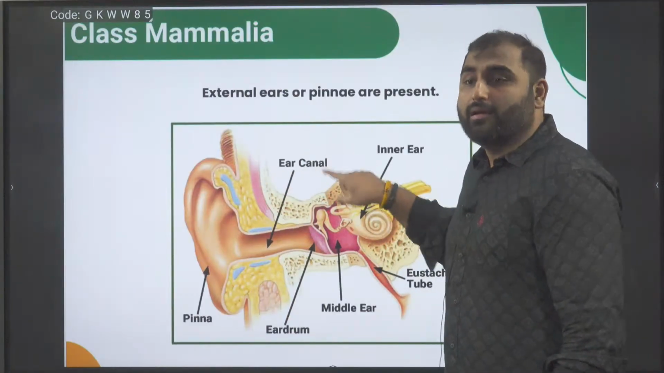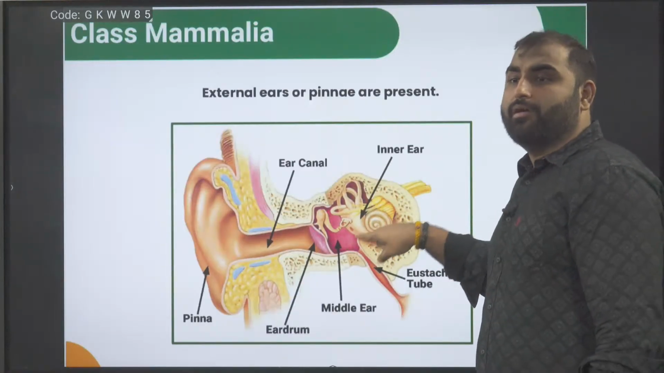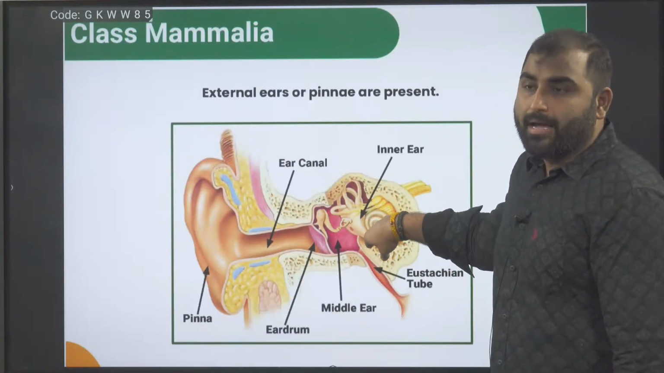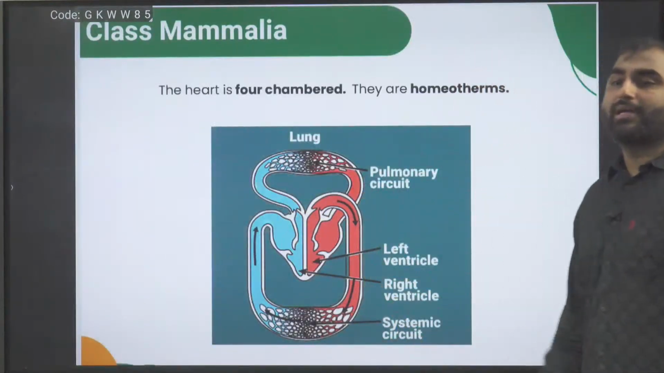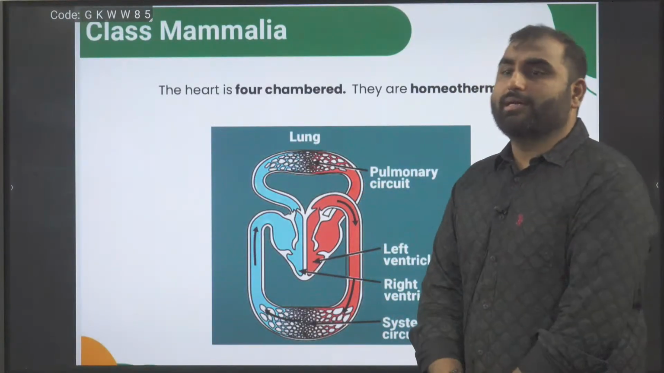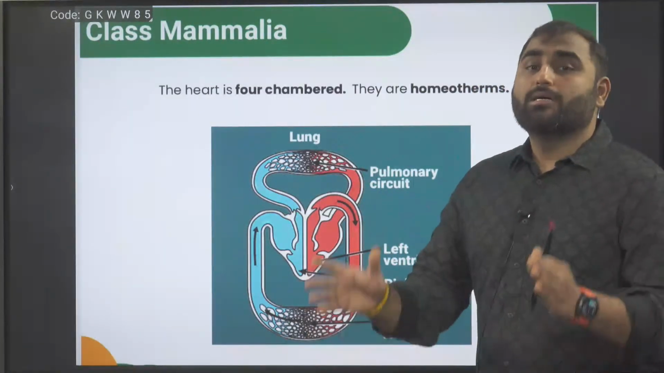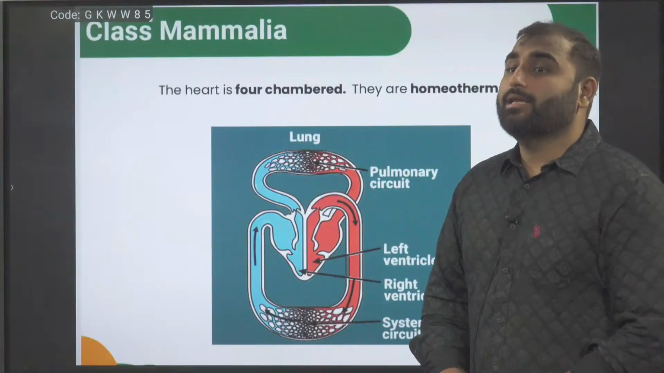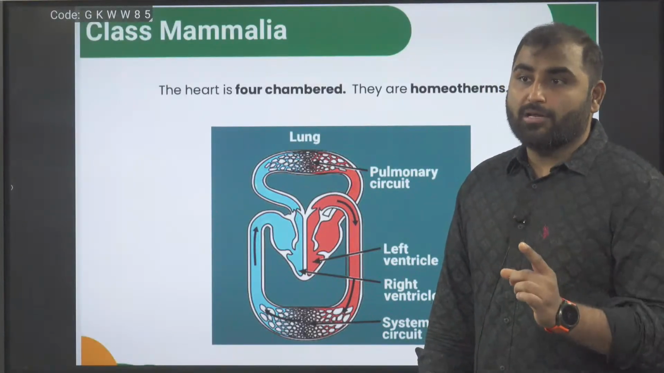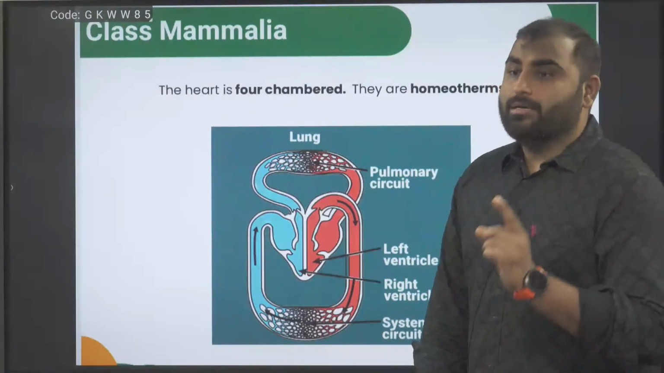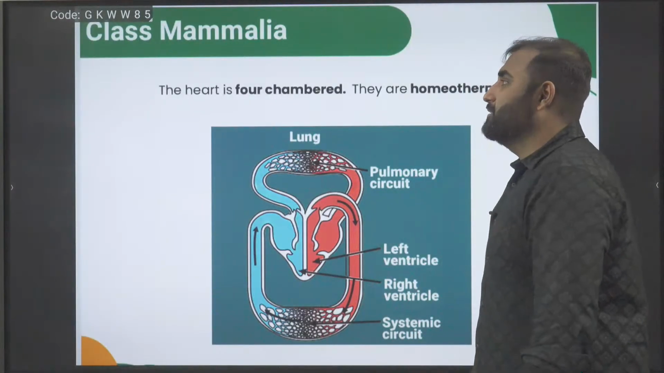We can say there are three ear ossicles, the incus, malleus, and stapes, which are hammering the sound waves to the cochlea, and that helps in processing of the sound. Right? So external ear pinna present, very unique characteristic. Then talking about the circulatory system: it is closed, four-chambered heart, warm-blooded animals, complete double circulation is seen. Are we clear? And the RBC is biconcave and enucleated for the majority of the mammals.